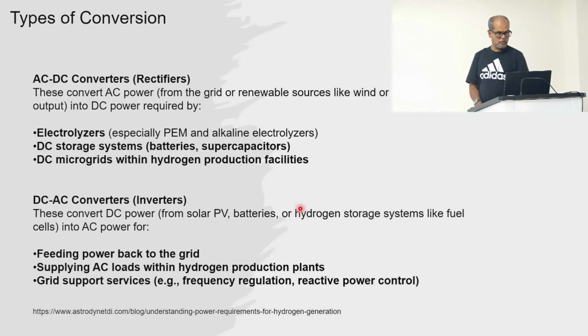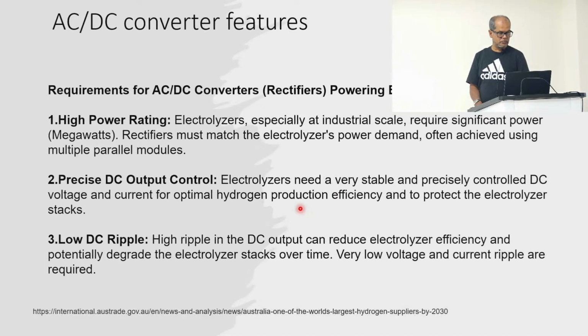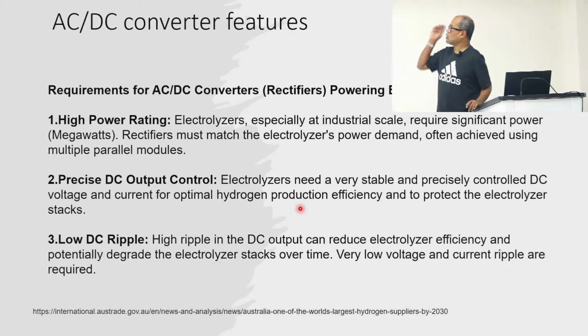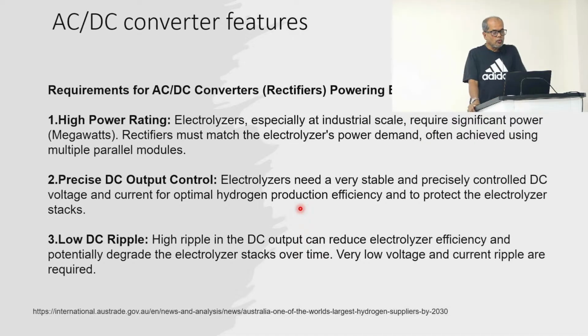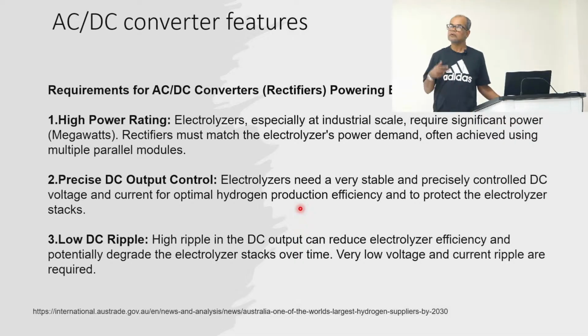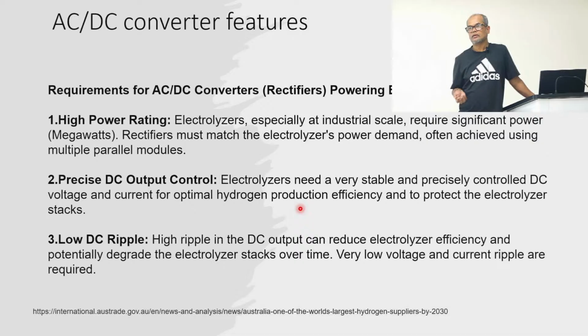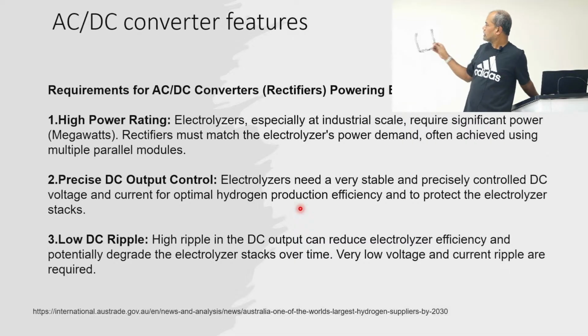That, I think, we have already covered, no need to repeat. Now, what do you expect if you want to find a rectifier for powering an electrolyzer? As I said previously, we need a high power rating, because as you already know, an electrolyzer could already be at the megawatt level. There are kilowatt ones as well, but it could be at the gigawatt level as well. So we need a rectifier that has significant power capacity.